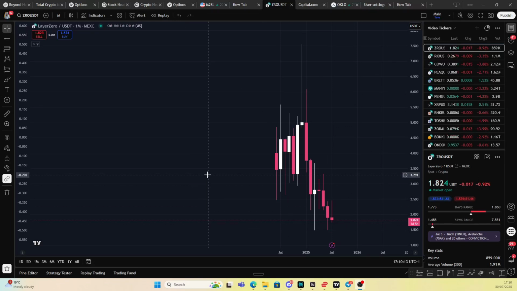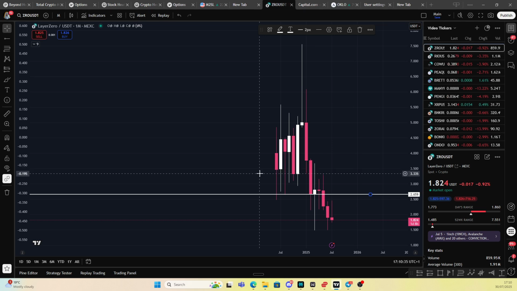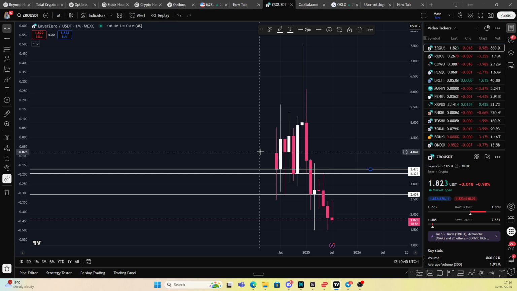So looking down at ZRO in terms of how we would chart this, we would go up onto the monthly, and we look for where we have candle closes that are next to each other. So we would look at there, press Alt H, go here and press Alt H, go to here and Alt H, and to here and Alt H.